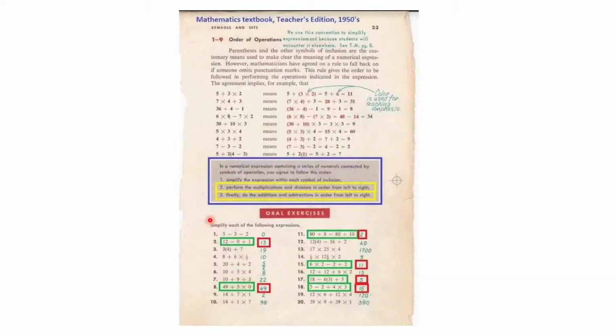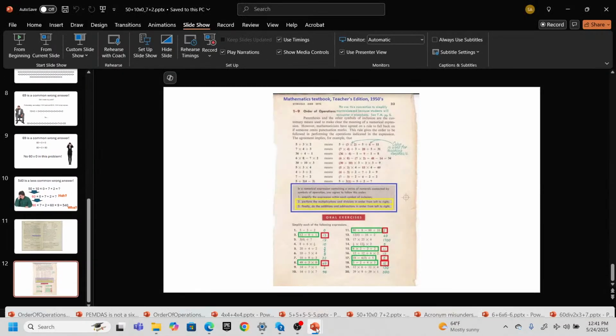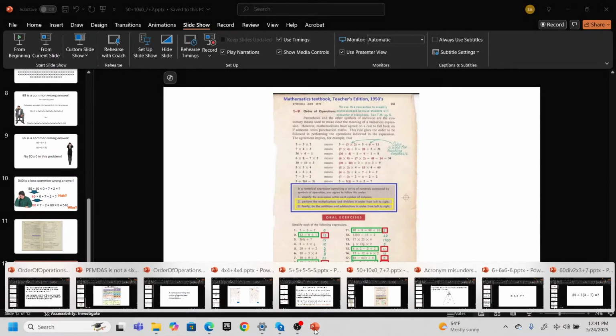That's totally wrong. Here's a teacher's edition textbook from the 1950s. And again, it has really good examples in here. And it says 5 plus 3 times 2 is 11. All right? It's not 5 plus 3 is 8 and then multiply by 2 and get 16. No. Even back in the 1950s, it was taught this way. It was taught this way way, way, way before, okay? So again, it's not ever been left to right.